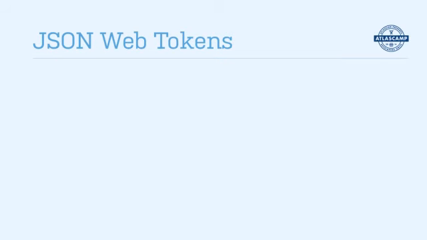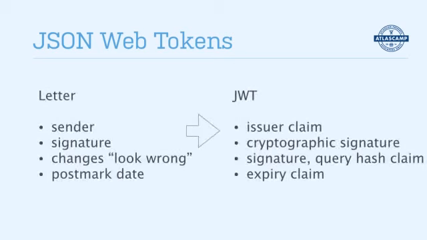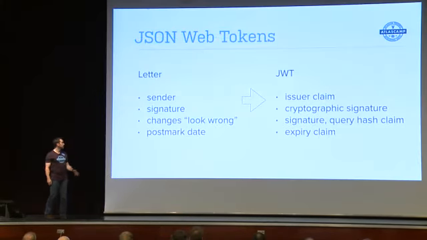Well, in JWT, the sender is the issuer claim. Very simple, just plain text, says this is who I am. The physical signature on the letter is like the cryptographic signature in JWT. Very hard to fake. So if you change the content of the JWT token, the signature looks wrong.